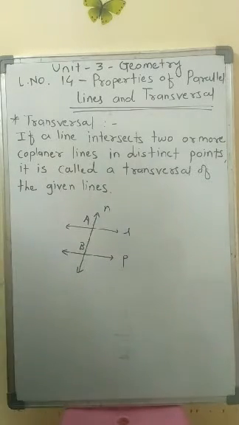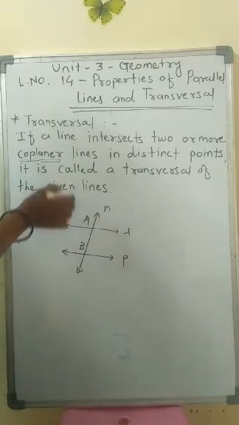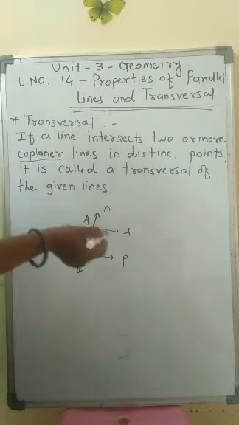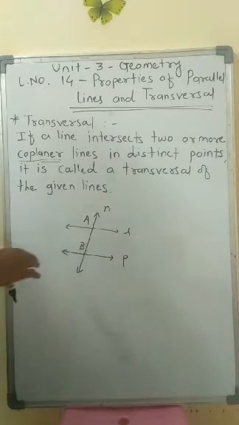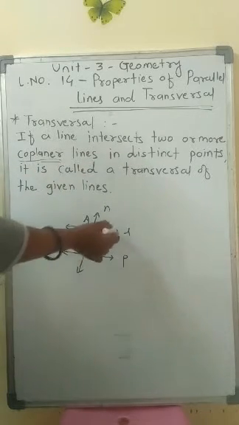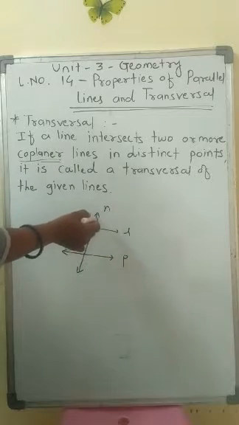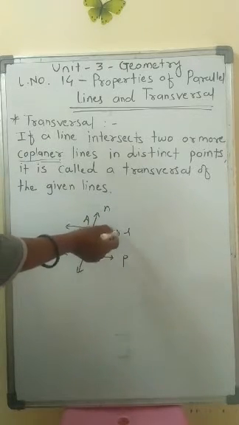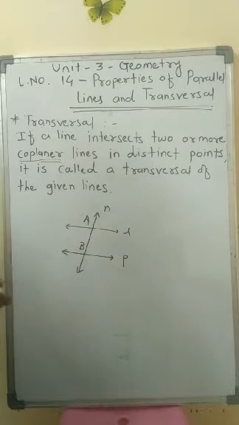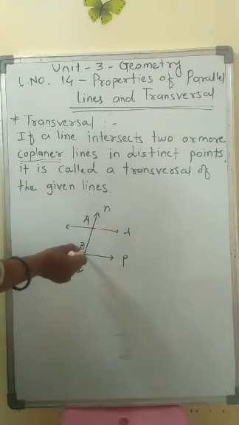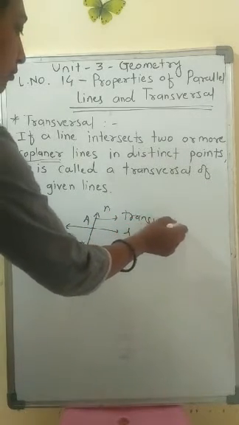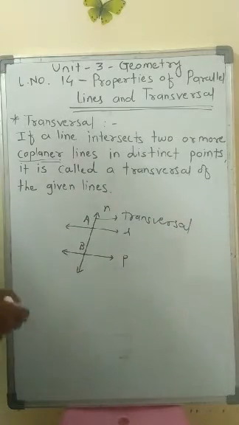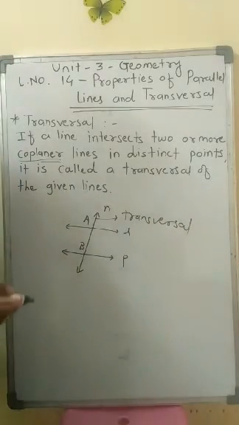Then some angles are formed. If a line intersects two or more coplanar lines, what is meant by coplanar? Coplanar means line L and line P are lying in the same plane, and the line intersecting them at distinct points is called the transversal of the given lines. It means line N intersects two parallel lines, line P and line Q, at distinct points A and B. So that's why N is said to be the transversal. I'm sure you all understood the definition of the transversal.